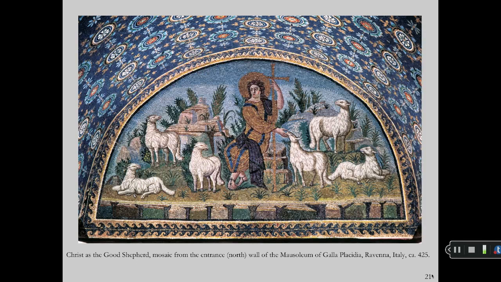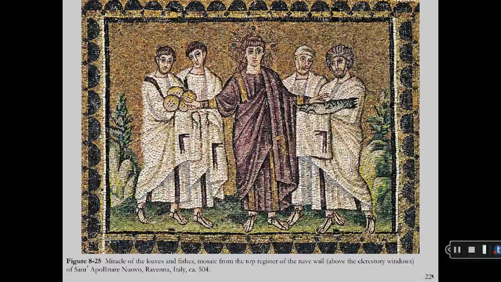Christ is depicted as a good shepherd with a purple robe and golden halo, holding the cross. The sheep stand for his followers. You'll notice how the image of Christ is changing through time. The miracle of the loaves and fishes, with Christ in his purple robe.